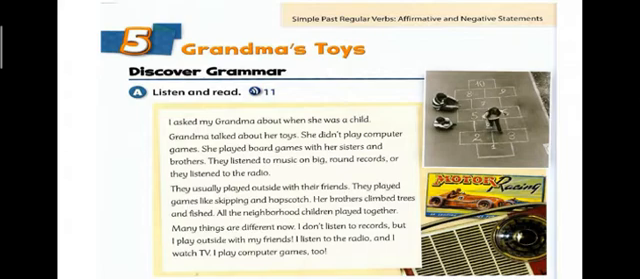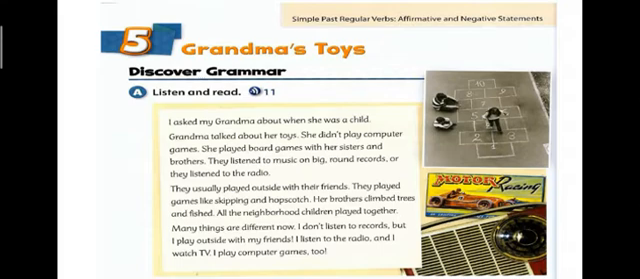Let's read this small story and let's circle or highlight the regular verbs in the simple past. Grandma's toys. I asked my grandma about when she was a child, and grandma talked about her toys. She didn't play computer games. She played board games with her sisters and brothers.